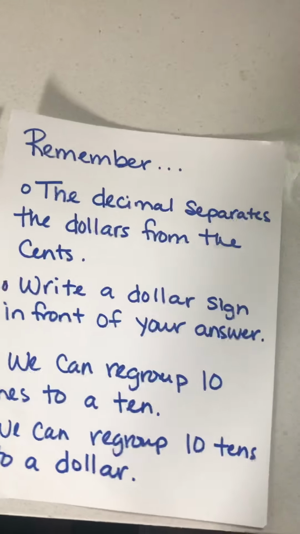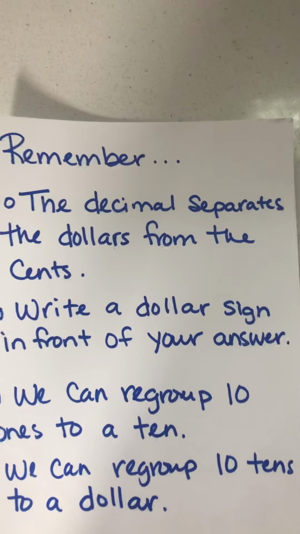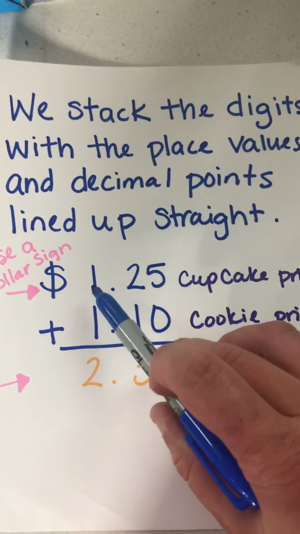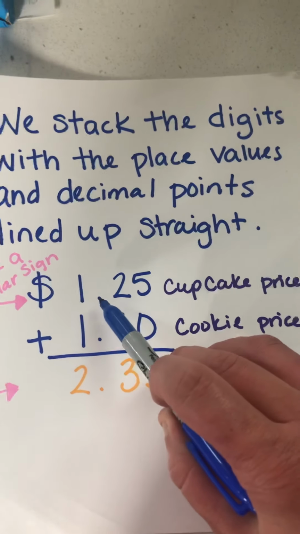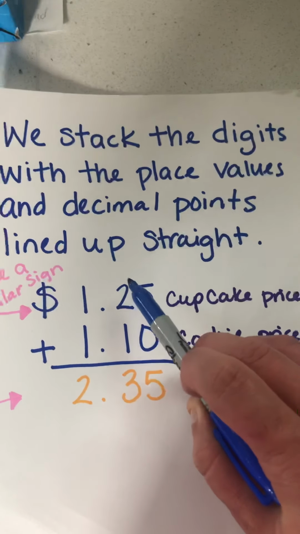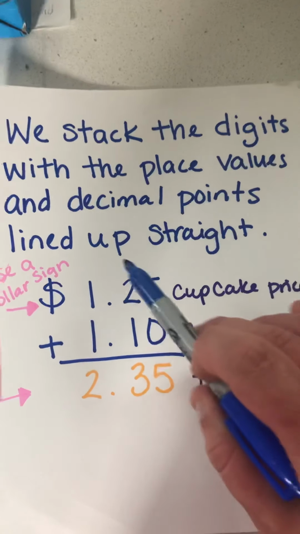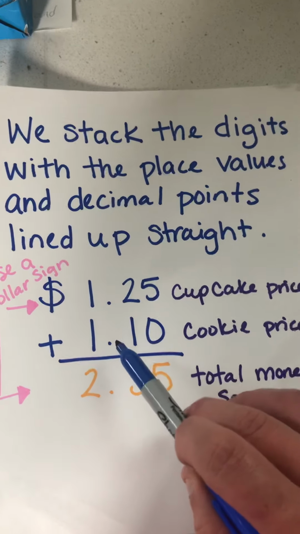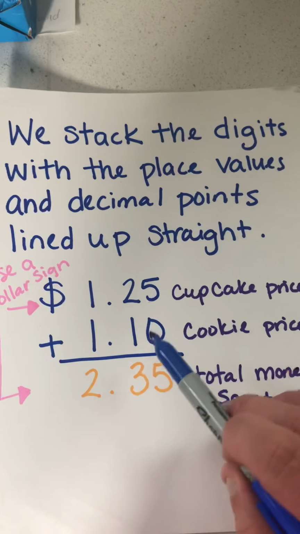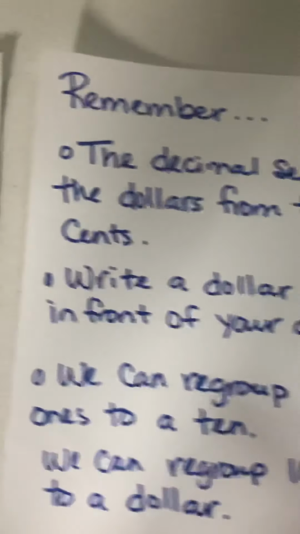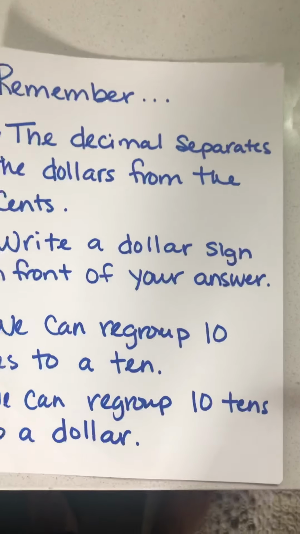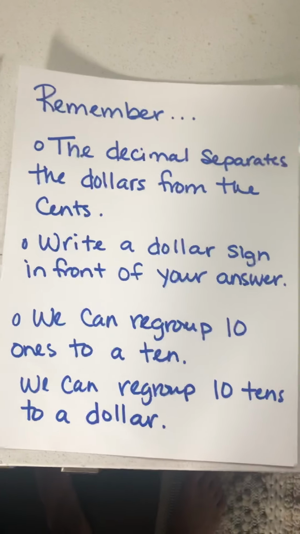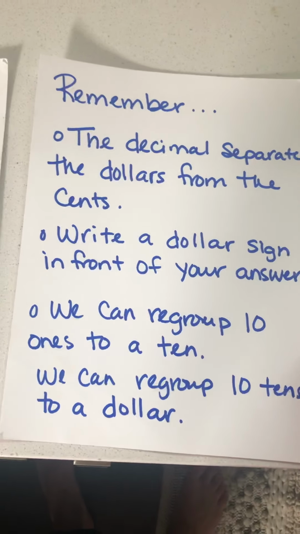Always remember the decimal separates the dollars from cents. So as you can see on our example right here, this is $1, and here's our decimal, and it's separating the 25 cents. So we have $1 and 25 cents. Here we have $1 and 10 cents. So the decimal separates the dollar from the cents. You always want to write a dollar sign in front of your answer because it lets the teacher know, and who else you're explaining it to, we are working with money.